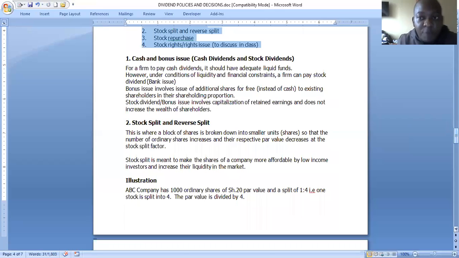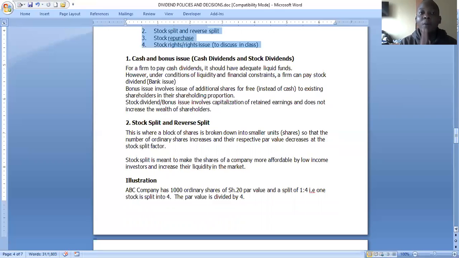So the first form of paying dividends is through either cash or bonus issue. Cash dividends are quite obvious. In this case, the shareholders receive cash. So you've invested in the shares of a given company, say Safaricom. On a particular day, you receive an SMS in your phone, M-Pesa confirmed. You have received 1,000 shillings. That is a cash dividend.